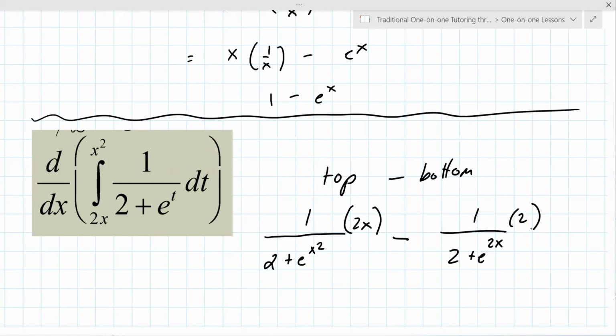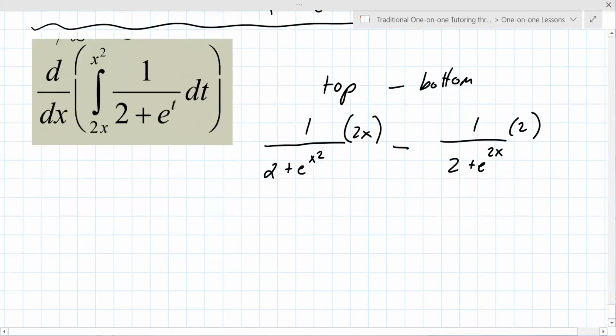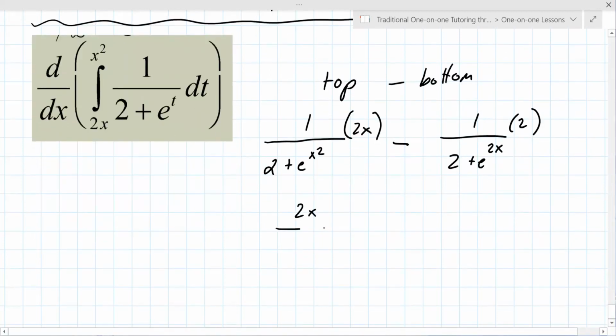I don't know how to simplify that anymore. There's not much to do here. You just write the numerator. And then over here, I'm sorry, it's 2 over 2 plus e to the 2x.